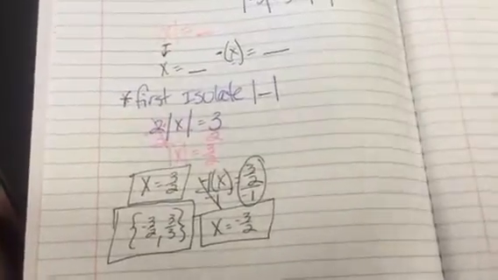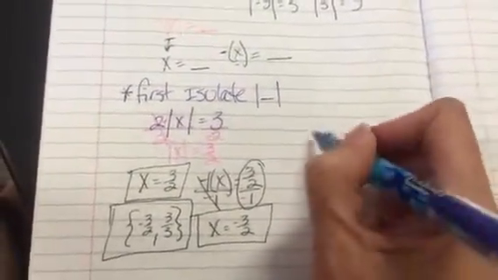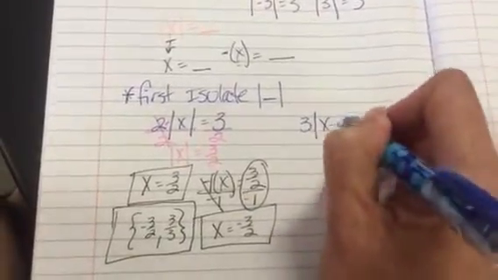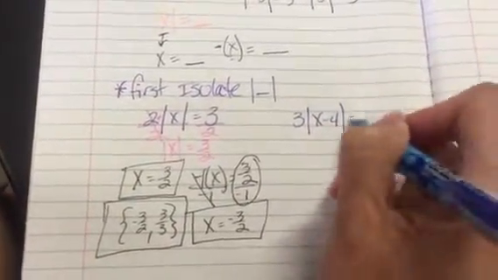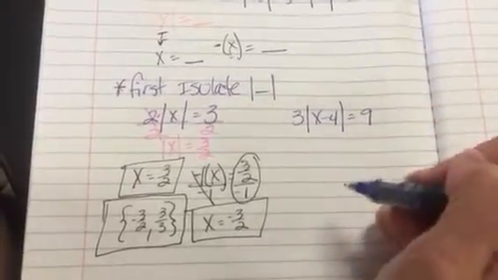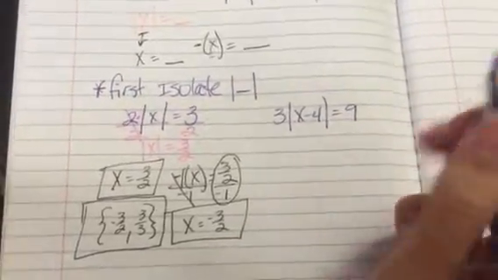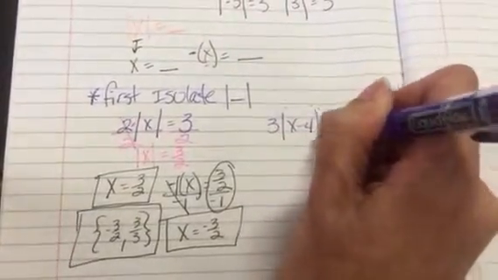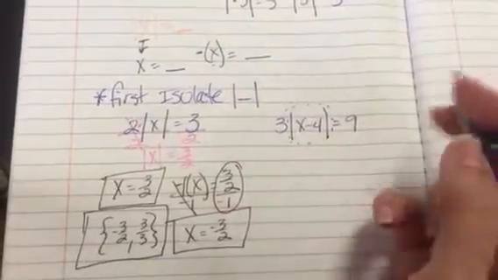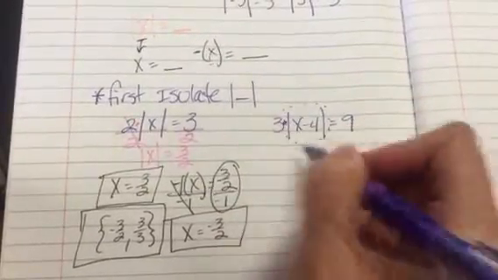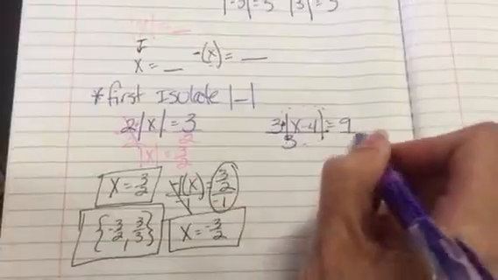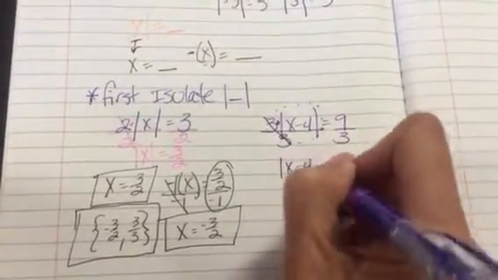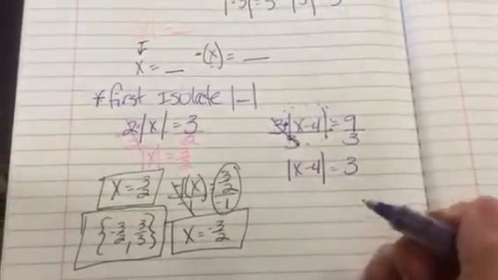Okay, let's try a different one. 3 absolute value x minus 4 equals 9. Okay, the same kind of deal. The first thing I need to do is isolate this absolute value part of the expression right here. The 3 is being multiplied, so we're going to divide by 3. Now the absolute value of x minus 4 equals 3.